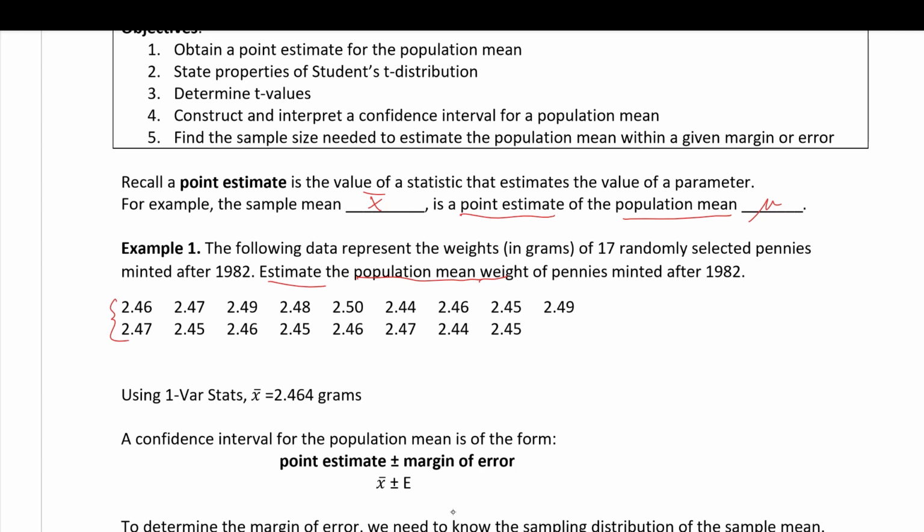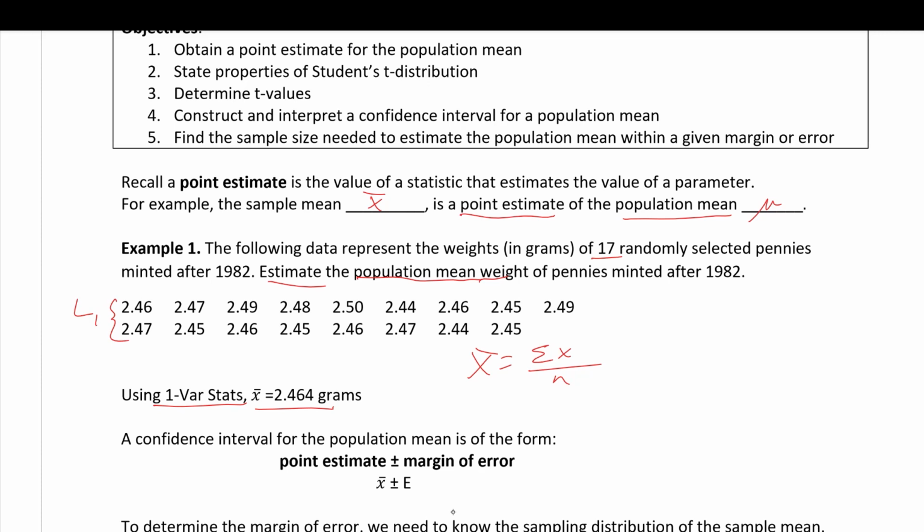So if you run this through, let's put this in L1 in our calculator. Each one of those we make a list. There'll be 17 different values. That's our sample size. We're going to calculate x bar using 1-Var Stats. Again, the formula for x bar is just the sum of all our x values divided by the sample size. Okay.